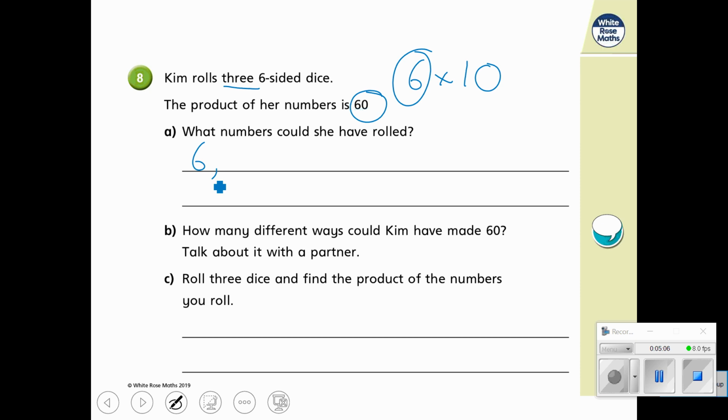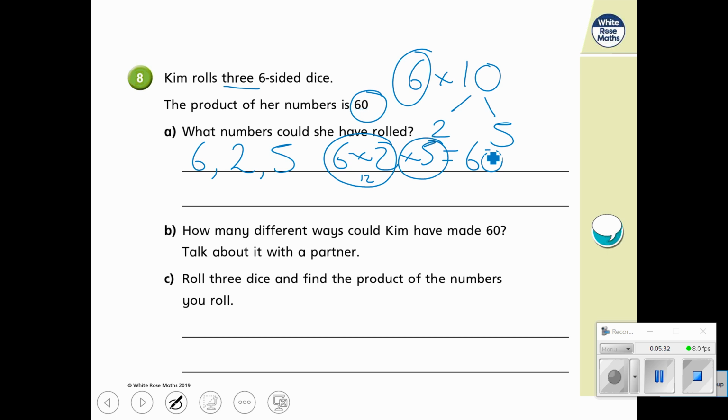She can't roll a 10, so let's find factors of 10. We've got 2 and we've got 5. So she could have rolled a 6 and a 2 and a 5. And if we multiply those three together, 6 times 2 times 5, we would get 60, because 6 times 2 is 12. 12 times 5 is 60. There are lots of other solutions.